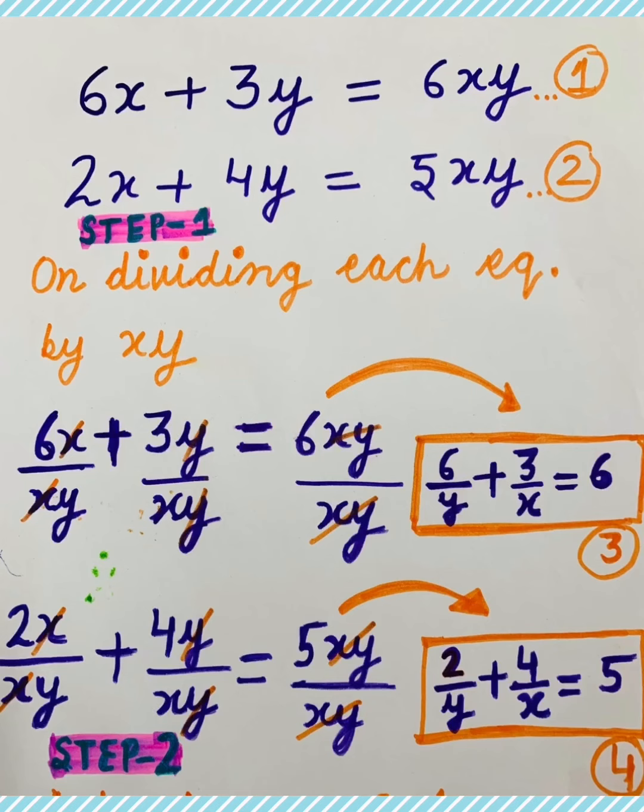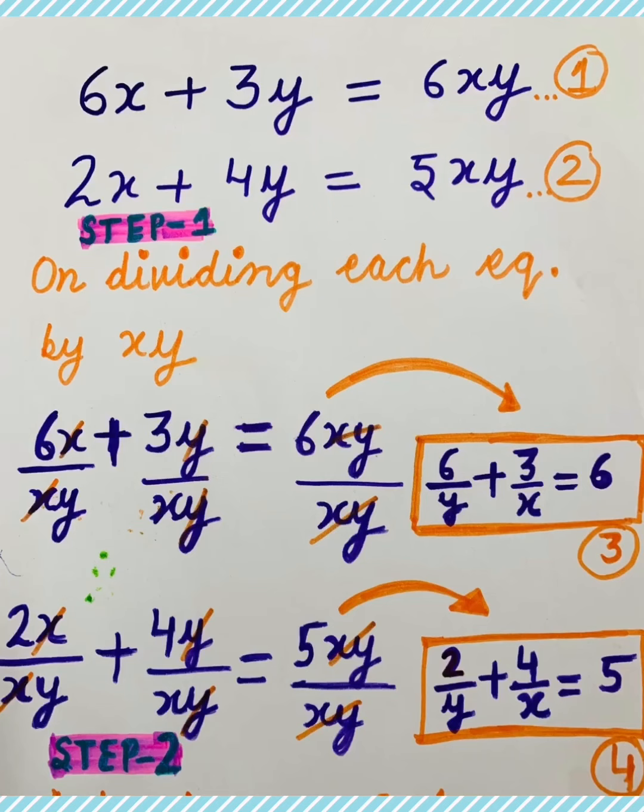So x in the numerator and x in the denominator will be cancelled, and I am left with 6 by y in the orange box, equation number 3. Plus y upon y will be cancelled, and I am left with 3 upon x equal to xy upon xy will be cancelled, and I am left with only 6. So my new equation number 3 will be 6 by y plus 3 by x equal to 6.